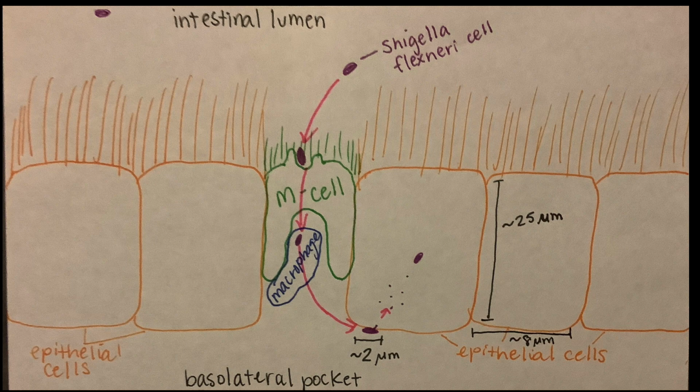From the basolateral pocket, Shigella flexneri bacteria attach to the basolateral surface on neighboring epithelial cells and prepare to secrete their virulent matter and spread through the epithelium. Shigella flexneri uses a needle-like appendage to perforate the surface of the epithelial cell and inject its infectious material into that cell in a type 3 secretion system.